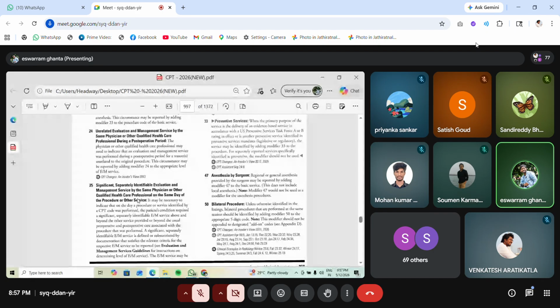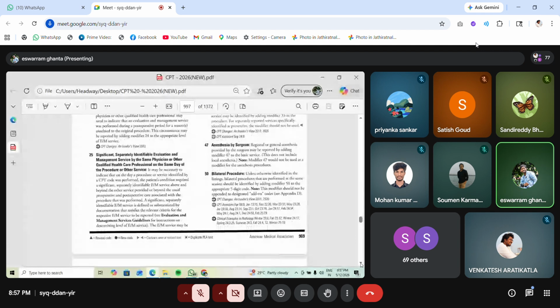Just understand the difference between 25 and 59. 25 is only for evaluation and management, but 59 is for when one procedure is different from another procedure, and we use 59 for that. But 25 is used when we are billing evaluation and management along with any other code, then we can give 25.